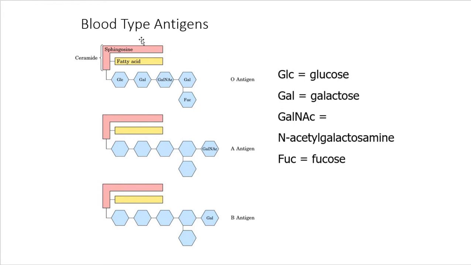Here you can see another important role of lipids, blood type antigens. Here we have the O, the A, and the B antigen. They are made of, as you can see, glucose, galactose, and fructose units, and they are joined to sphingosine and fatty acid units.